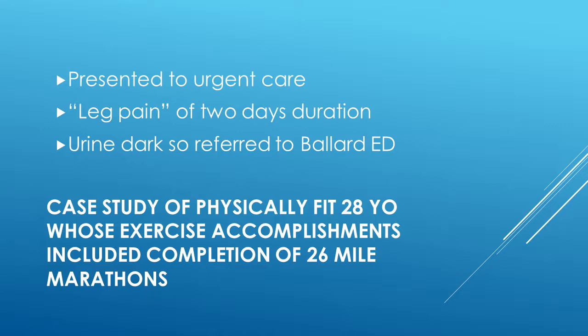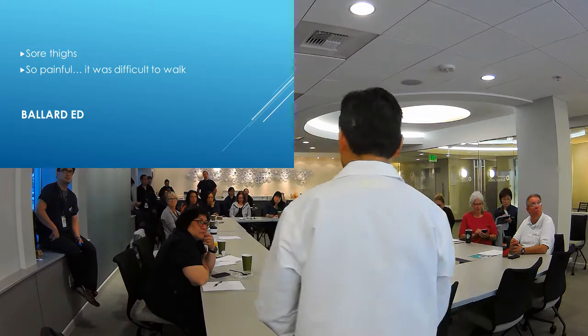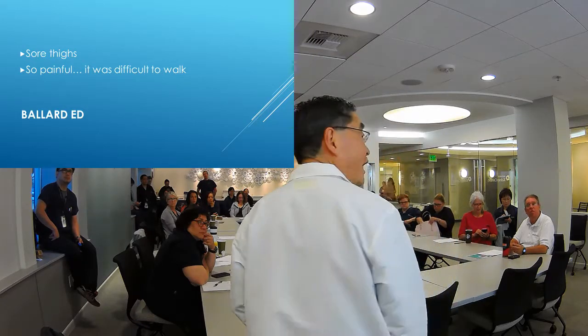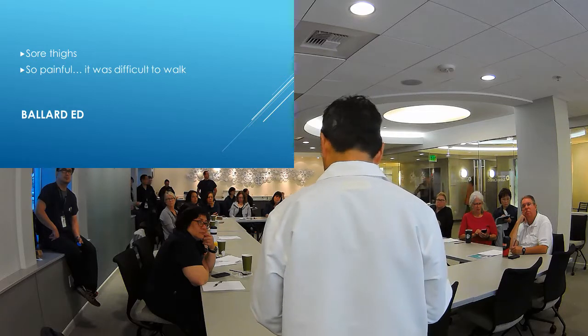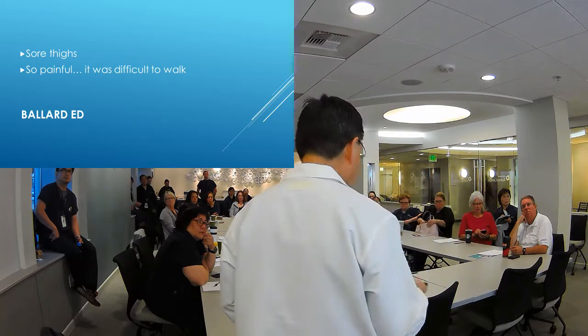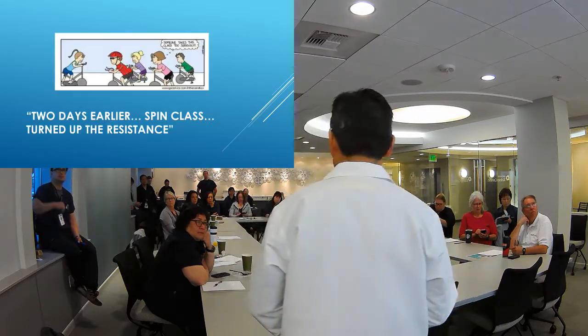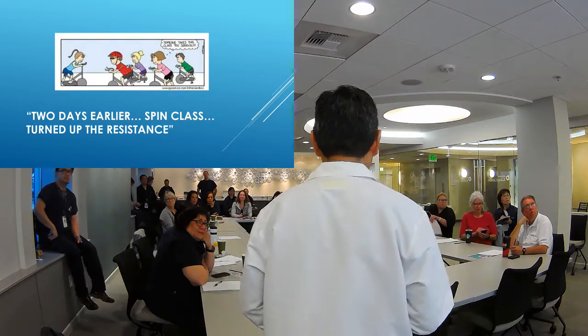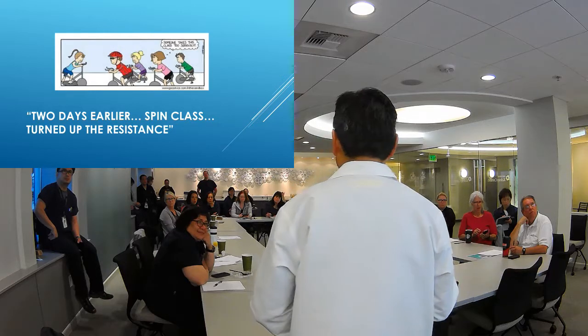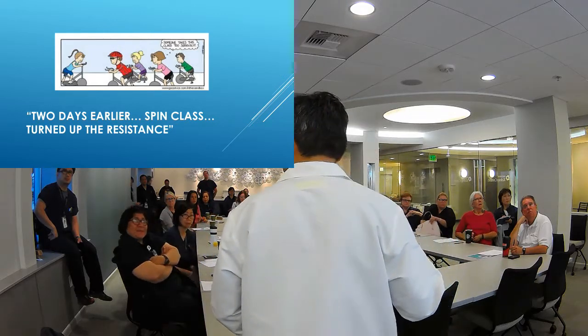And his urine was dark, and in the urgent care clinic, they recognized this could be something serious, so they sent him to the Ballard Hospital emergency department. And in the emergency department, his chief complaint was sore thighs, but they were so painful that it was difficult to walk. His history revealed that 2 days earlier, he had participated in a spin class, and he had really turned up the resistance.